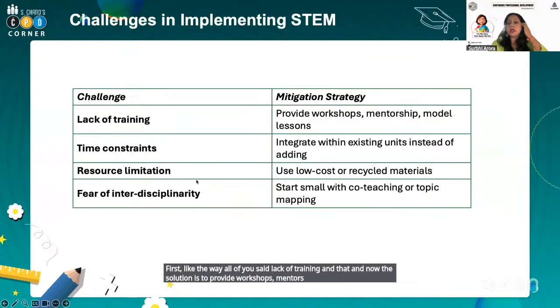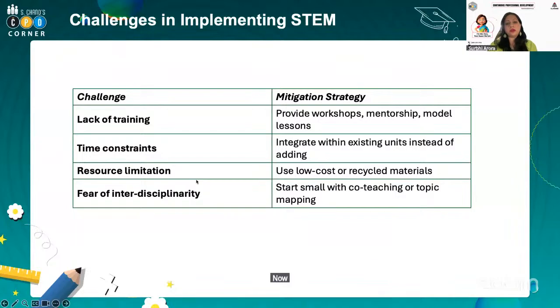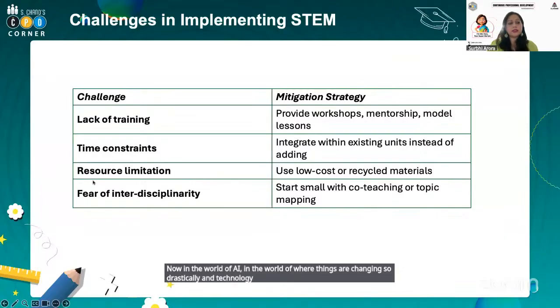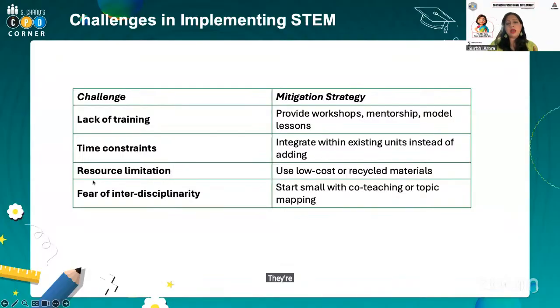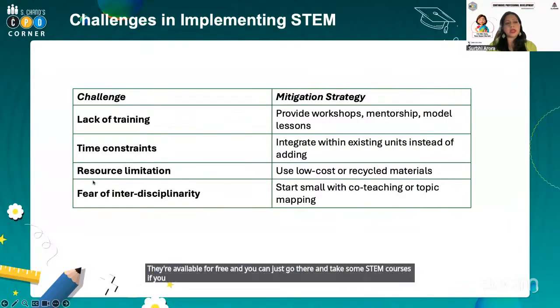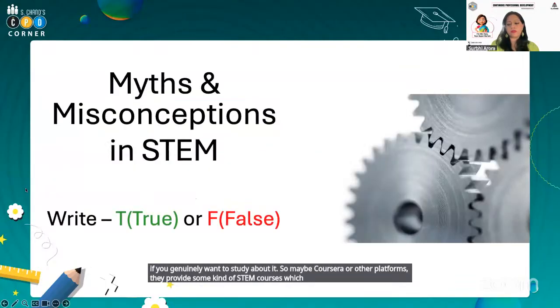or model lessons. Now, in the world of AI, where things are changing so drastically and technology is available, I think all of us can have a lot of resources which are available on the internet. I would suggest you can go for some online courses which are available on really good platforms. They're available for free, and you can just go there and take some STEM courses if you genuinely want to study about it. So maybe Coursera or other platforms, they provide some kind of STEM courses which teachers can take completely for free of cost.